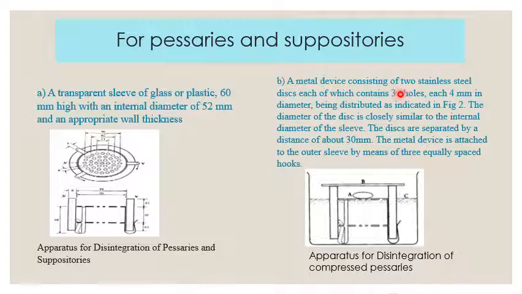For molded pessaries, suppositories, shell pessaries and shell suppositories, a metal device consisting of two stainless steel discs, each of which contains 39 holes, each 4 mm in diameter, being distributed as indicated in the figure. The diameter of the disc is closely similar to the internal diameter of the sleeve. The discs are separated by a distance of about 30 mm. The metal device is attached to the outer sleeve by means of three equally spaced hooks.